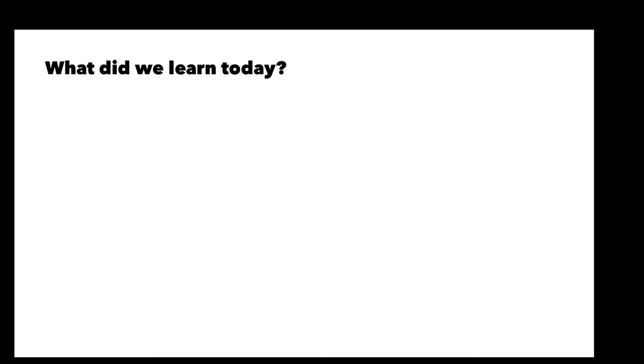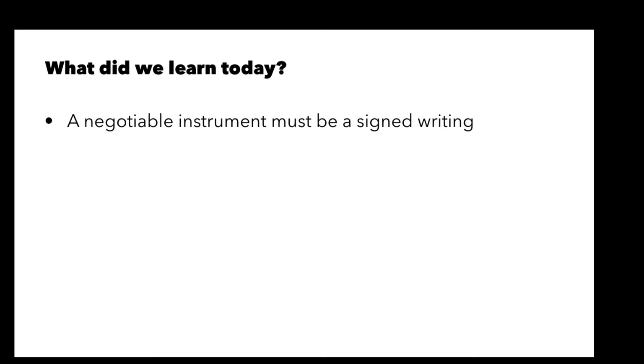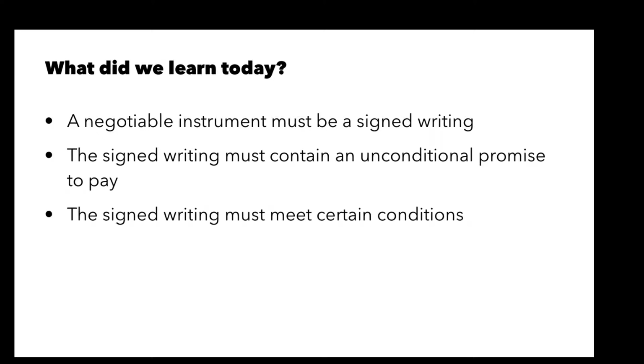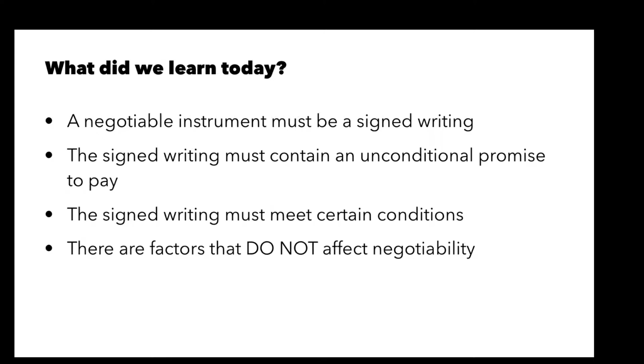So in conclusion, what do we learn today? A negotiable instrument has to be a signed writing. It must contain an unconditional promise to pay. It must meet certain conditions. And then there are factors that sound like they affect negotiability, but in fact do not.